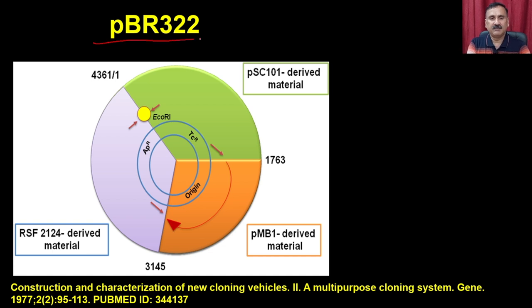Now, this is the first bacterial plasmid which has been designed. It is called pBR322, and it was developed by taking different DNA fragments from three different naturally occurring plasmids. What are the plasmids they have taken? They have taken pSC101, fragments from pMB1, and also a region from RSF2124, and they put these together, and that is how they obtained a vector called pBR322.